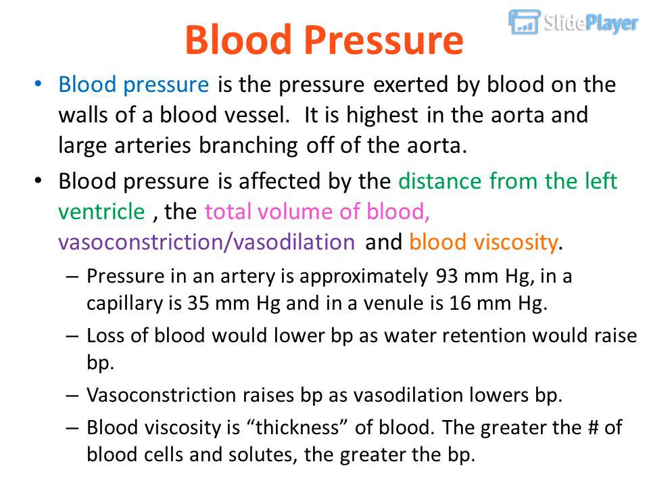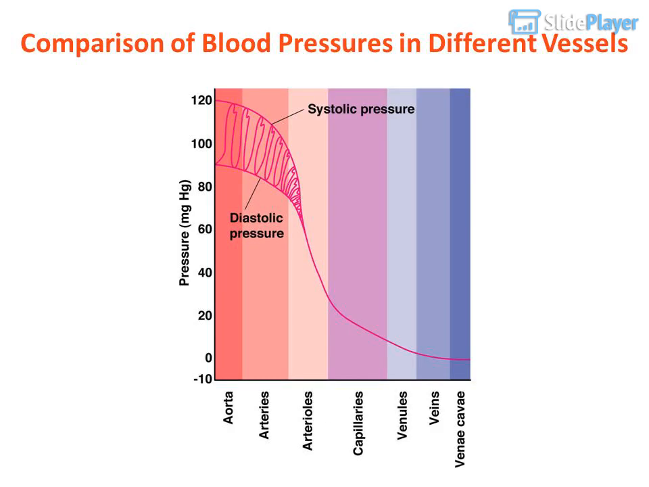Loss of blood would lower BP as water retention would raise BP. Vasoconstriction raises BP as vasodilation lowers BP. Blood viscosity is the thickness of blood. The greater the number of blood cells and solutes, the greater the BP. Comparison of blood pressures in different vessels.